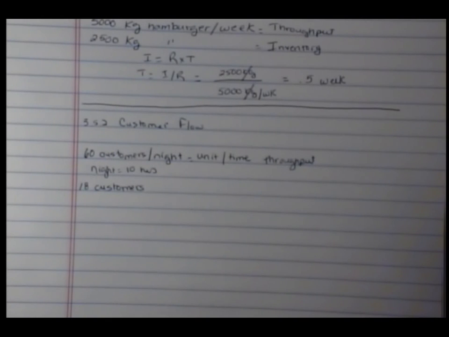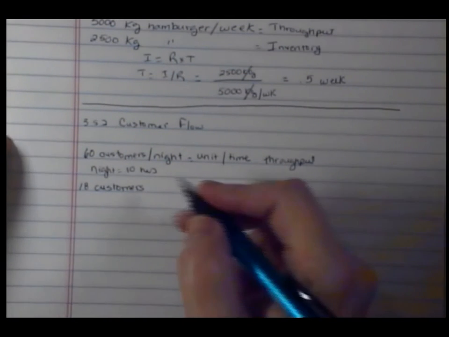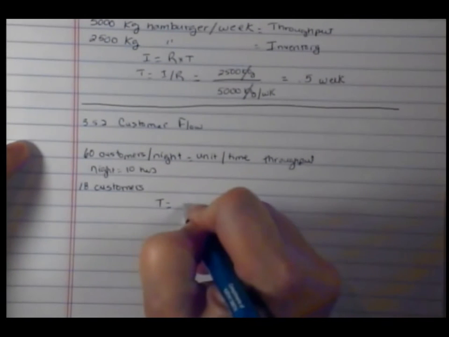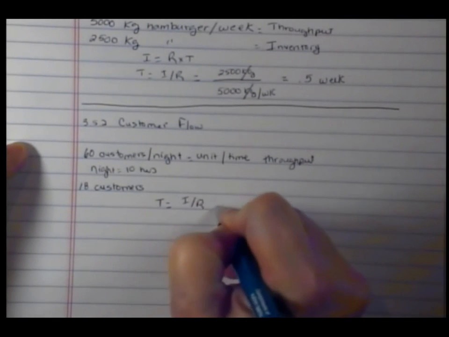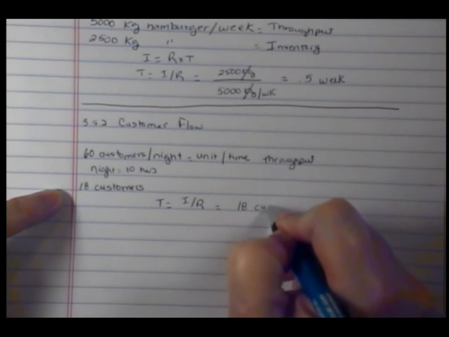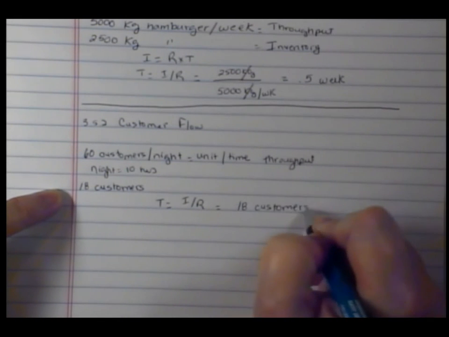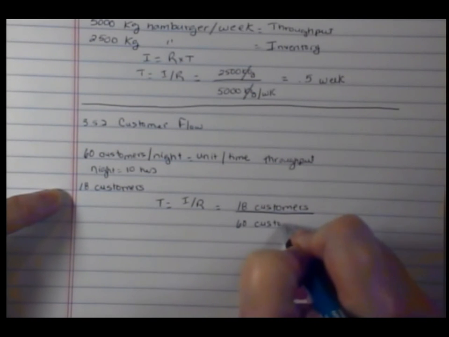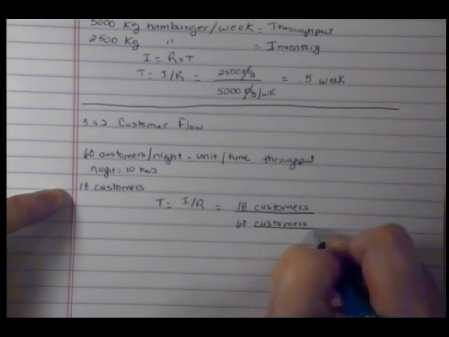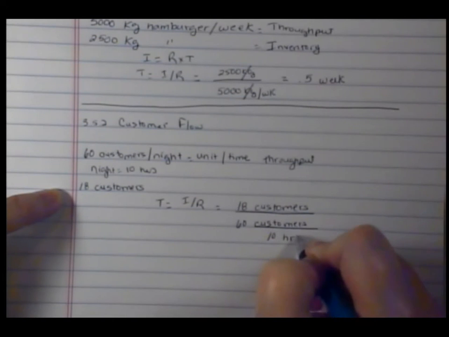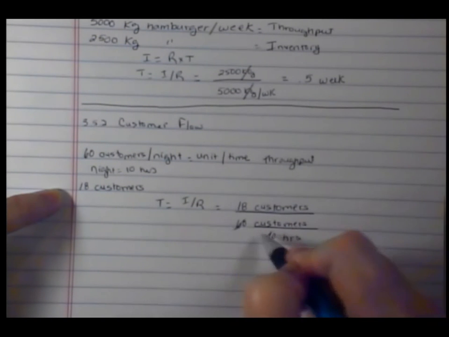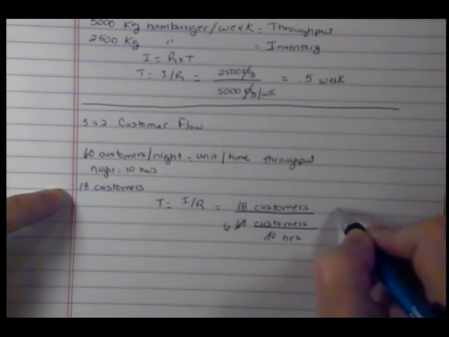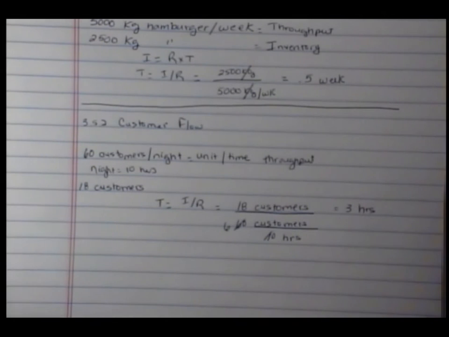So that being said, if I've got inventory and throughput, and I'm interested in flow time, it again is going to be equal to inventory divided by throughput. So my inventory is 18 customers, and I can divide that by 60 customers per night, and I'm going to change my night to be 10 hours. So that cancels out to be 6. 18 divided by 6 is 3 hours. So on average, that's how long a customer stays in my restaurant: 3 hours.